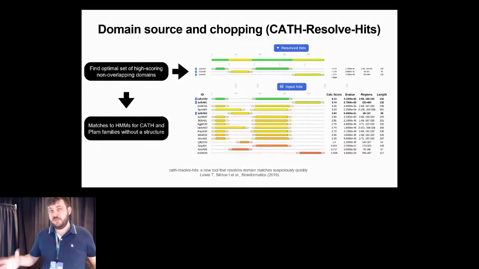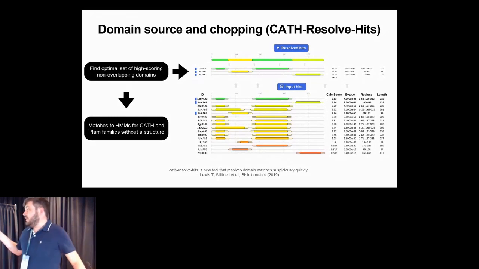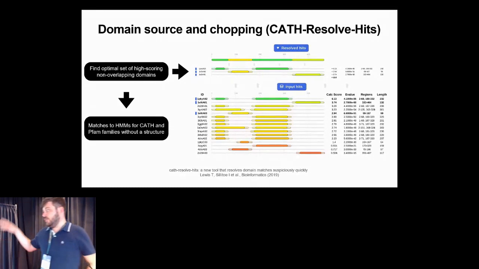As a part of this process of generating Gene3D, since we scan all these UniProt sequences against our HMMs, we have CATH assignments that can be detected by HMM for both CATH and PFAM. And we basically feed all these hits into CATH Resolve Hits. And this tool finds the best set of non-overlapping domains over an actual chain. And using that, we're able to find the boundaries of all these individual domains.